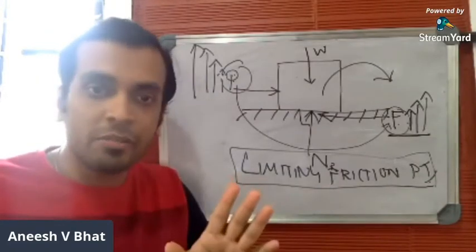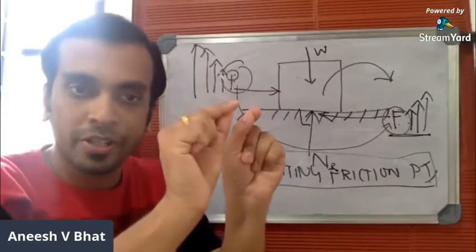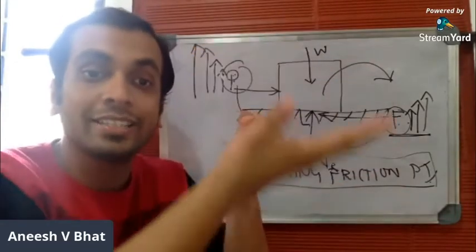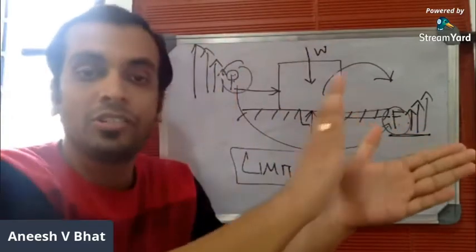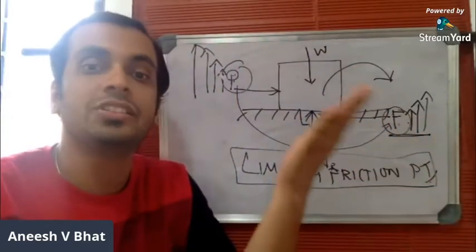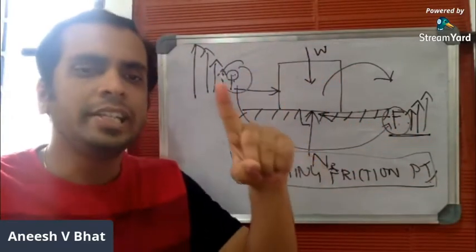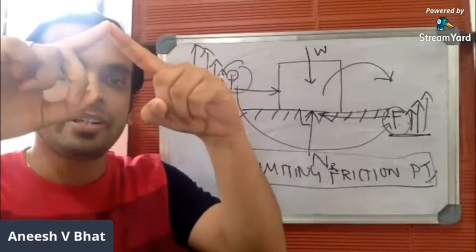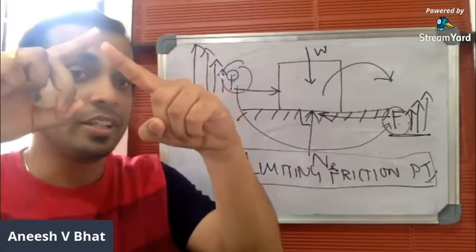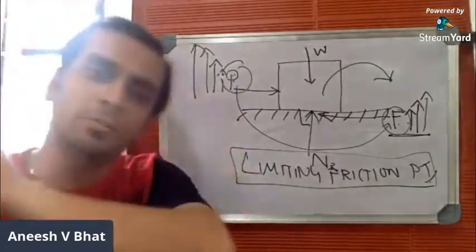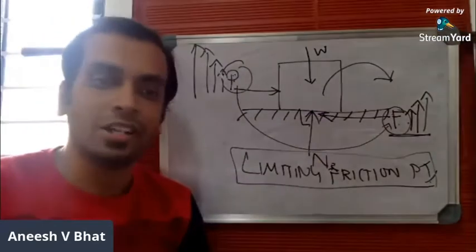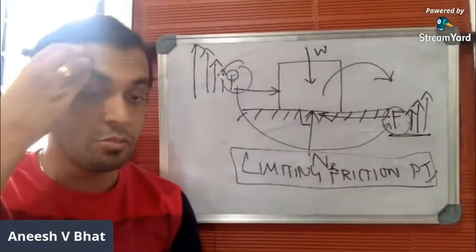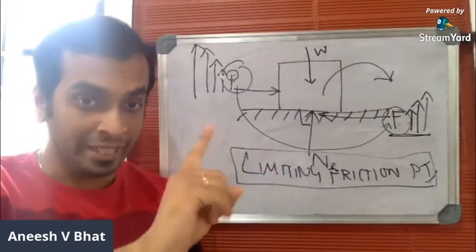So what is the limiting friction point? It is a point till which, as you increase the external force which acts on a particular body, even the frictional resistance proportionally increases. Both will increase proportionally till the limiting friction point. Once the limiting friction point is reached, friction resistance cannot increase further, only the applied force increases and the body starts to move. So body starts to move when the applied force reaches the limiting friction point.